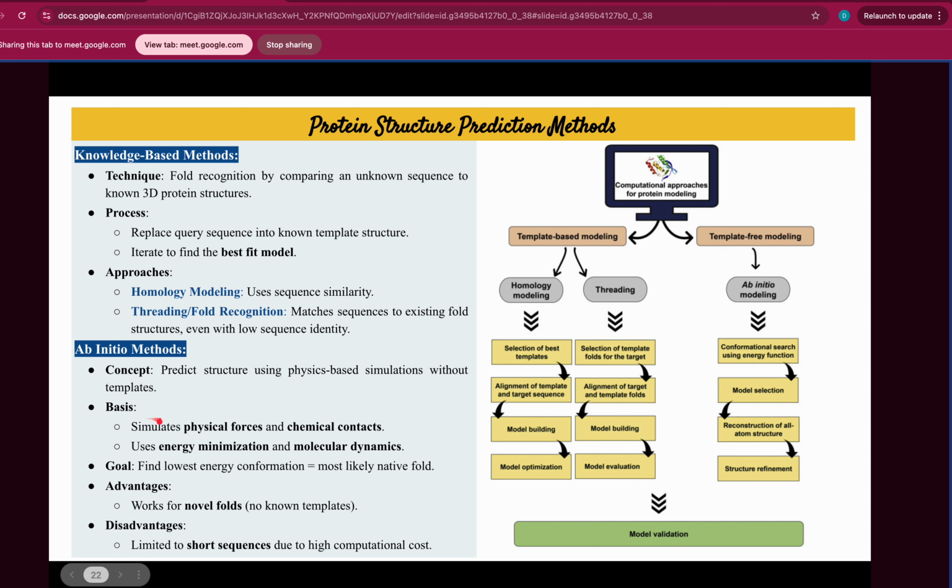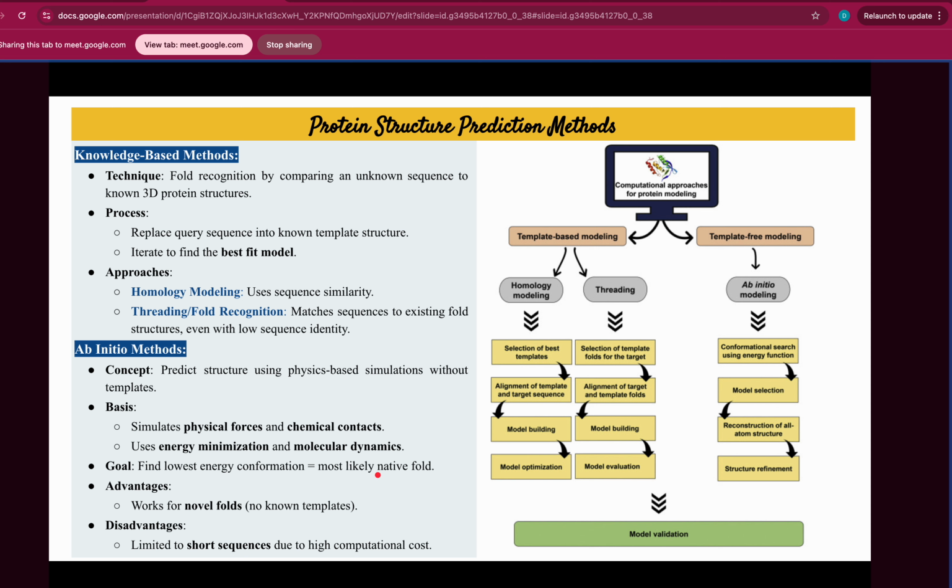So the basis is that it simulates physical forces and chemical contacts. So this simply checks what are the possibilities. If we have these many amino acids, then how they can fold. So in ab initio methods, instead of using any already available information from the template, we simply use the physics formulas and we see what is the possibility of contacts which are available. Then we simply use energy minimization and molecular dynamic simulations to simulate the structure. Our goal is to find the lowest energy conformation and most likely the native fold.